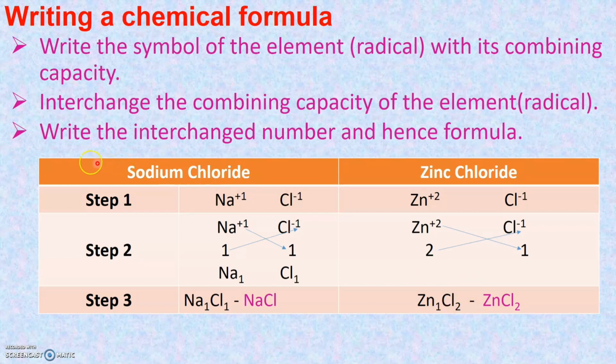And therefore, we write the interchanged numbers, and it will come as Zn1 and Cl2. Now, I have already told you, whenever there is a 1 present as a subscript next to any of these symbols of the elements, we need to ignore that 1. And therefore, we arrive at the final formula of the compound zinc chloride as ZnCl2. Now with this, I hope that you have got an understanding of how to derive a chemical formula of a compound.